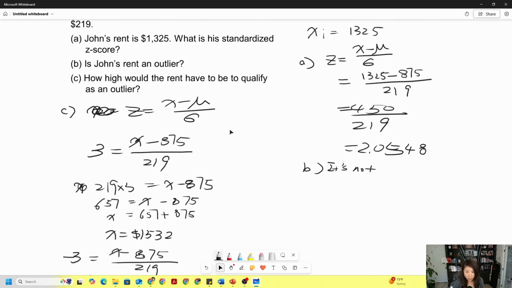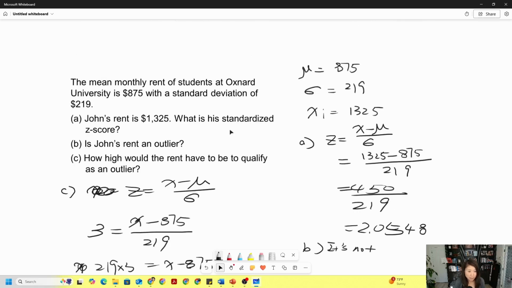Hopefully this practice question allows you to understand, first, how to calculate the standardized z-score, how to find outliers, and also how to do some kind of inverted calculation. Given the thresholds we know, -3 and +3, what value x has to be in order to be considered an outlier. Okay, so good luck with your homework, and I know there's one homework very similar to this question. Hopefully you can apply this method to help you solve that problem.